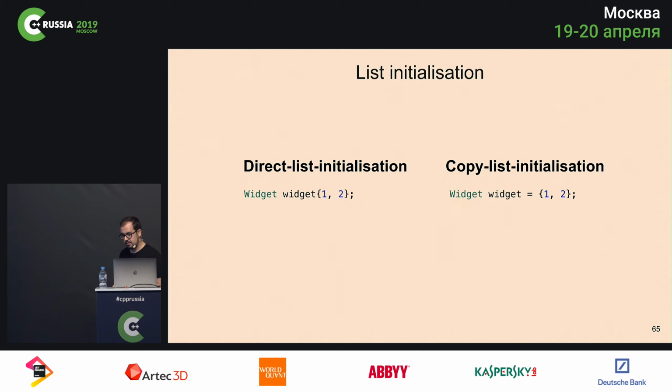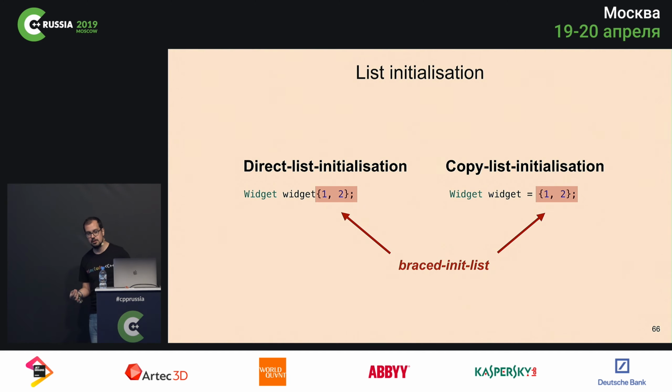So what we actually get is called list initialization, and it comes in two flavors. You have direct list initialization, which is this new syntax with the braces. And then you have equals braces, and that's called copy list initialization. Remember, copy initialization is if you have equals something, and copy list initialization is if you have equals list. And this list is called a braced init list. So that's the thing with the braces. And it's really important to remember that that's not an object, really. It doesn't have a type. It's this new magic construct.